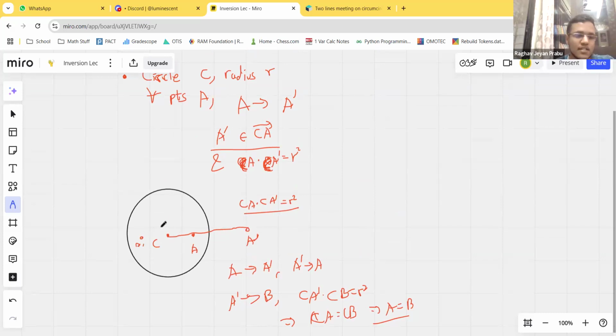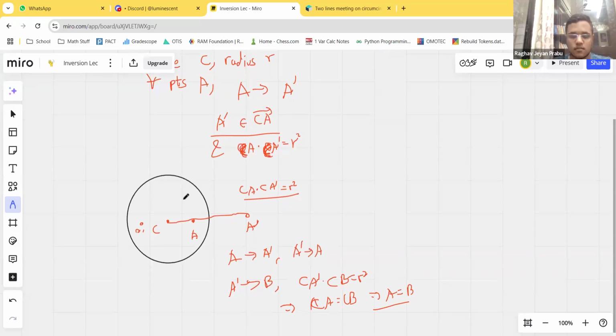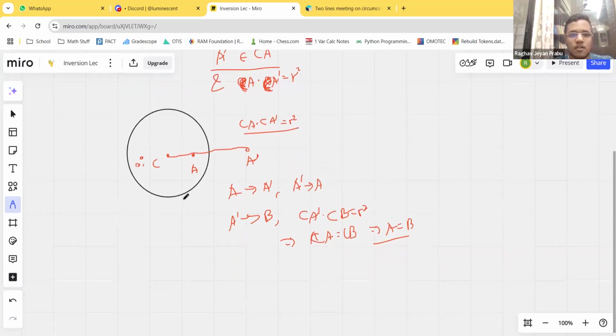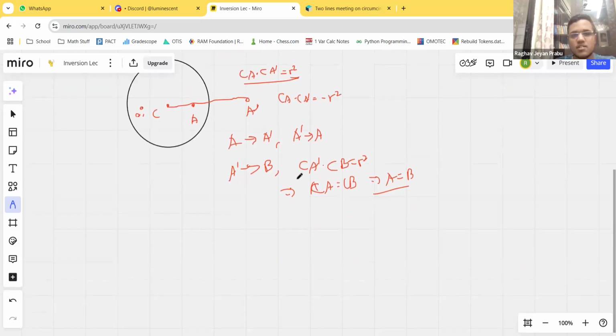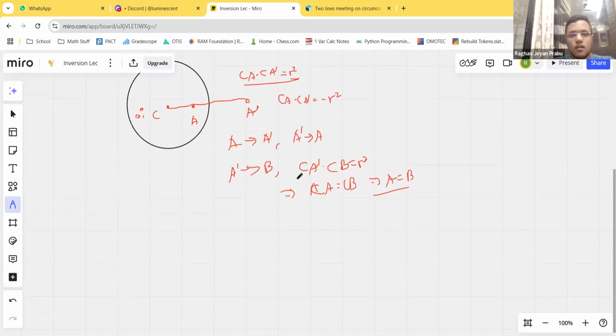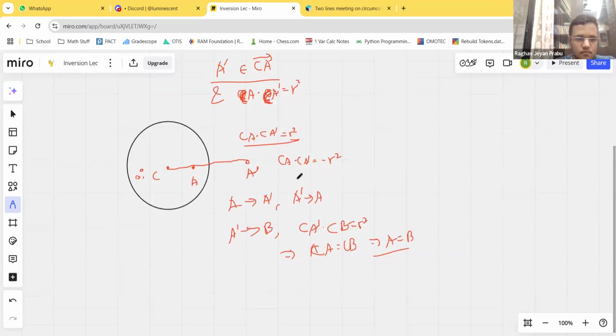If you wanted to keep it on the other side, then you can do a reflection, and that is what we call a negative inversion because you reflect it. Or you can also think of it as having CA times CA dash equal to minus R square in some sense. We're talking about directed lengths. But we will just think of it as doing a reflection about C.